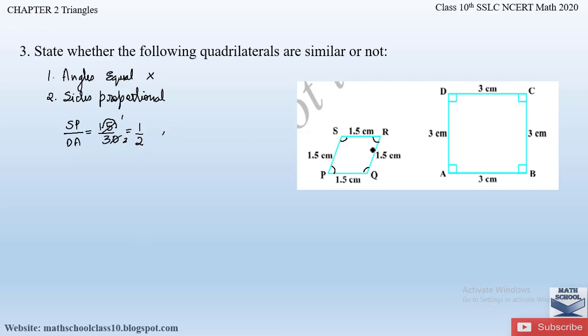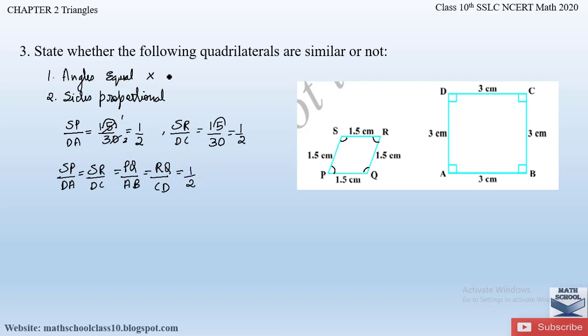Similarly, if we take the other side, that is SR and DC, we take SR divided by DC. SR is again 1.5 and DC is again 3. So again you transfer the point to the right hand side and we get 1/2. So the ratio of all the sides will be equal. SP by DA is equal to SR by DC, and that is equal to PQ divided by AB, and that is equal to RQ divided by CD. So that is equal to 1/2.